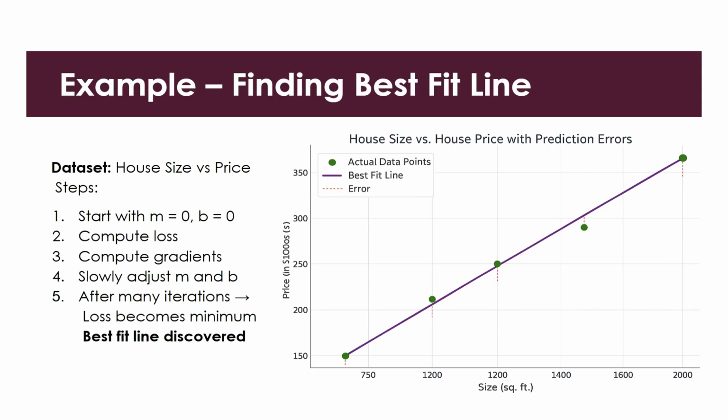Firstly, we start with m0 and b0. Then calculate the predictions, compute the loss, calculate the gradients, adjust M and B slowly. After many iterations, loss becomes minimum. At this point, we finally get the best fit line. This is how gradient descent helps us to find the most accurate model. So it finds the best accurate fit line that passes through as many actual data points as possible.